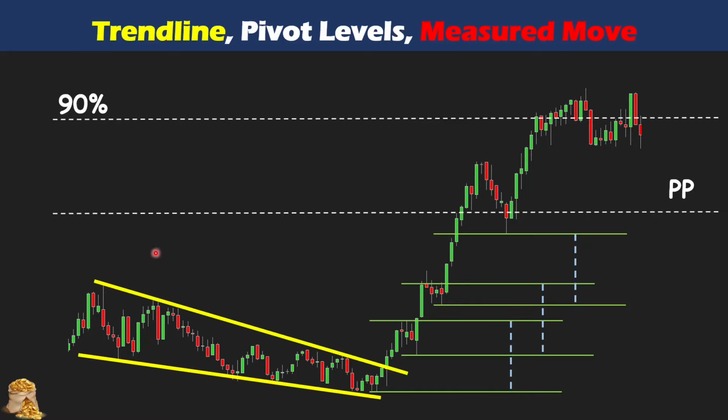Just to sum up, for this chart, how many trading strategies do you have? First, we have the trend line for the wedge breakout here, and then we also have the measured move to measure the leg up. We have the pivot levels with the percentage, and we also have our average trading range, which tells us how confident we are of going up to which level.